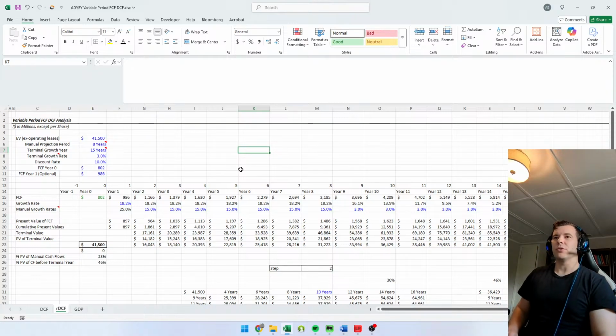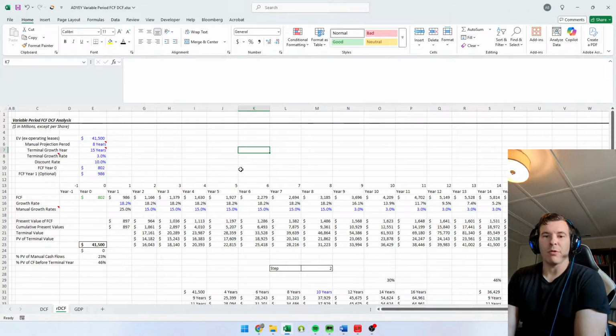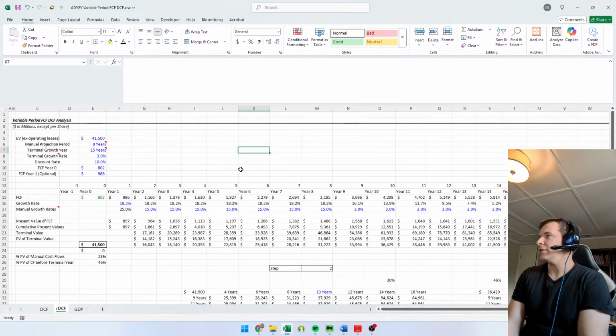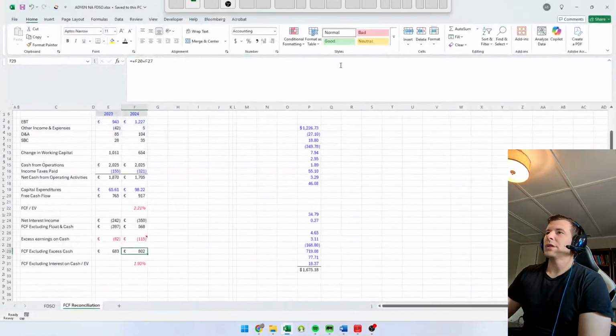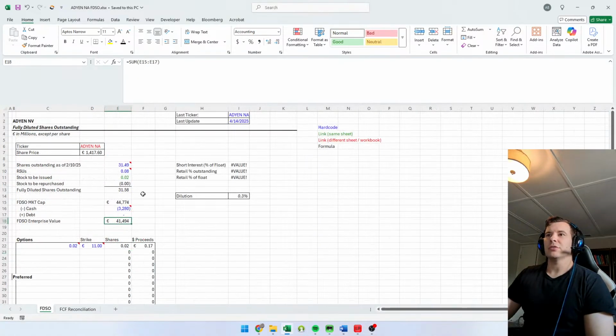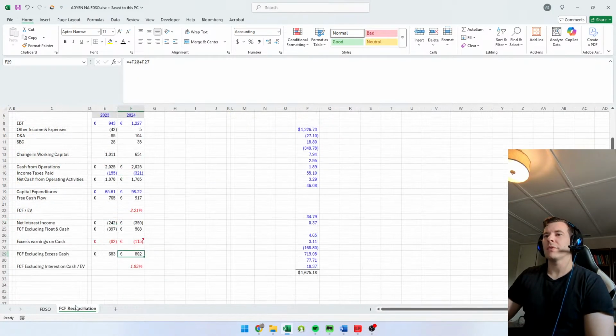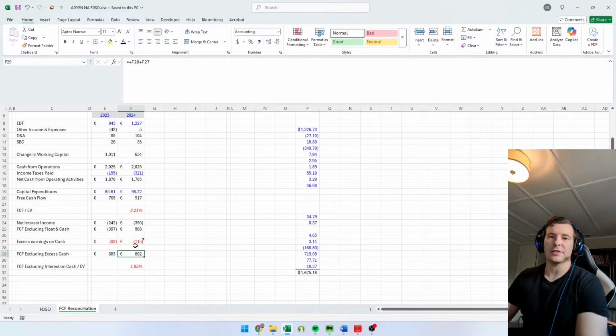Today I wanted to go through the Adyen reverse discounted cash flow analysis. To remind you where we left off last time, we had done the fully diluted shares outstanding, and we found the enterprise value for the company of 41.5 billion euros. Then we calculated the free cash flow and got 802 million euros of free cash flow, excluding the interest they earned on their excess cash.